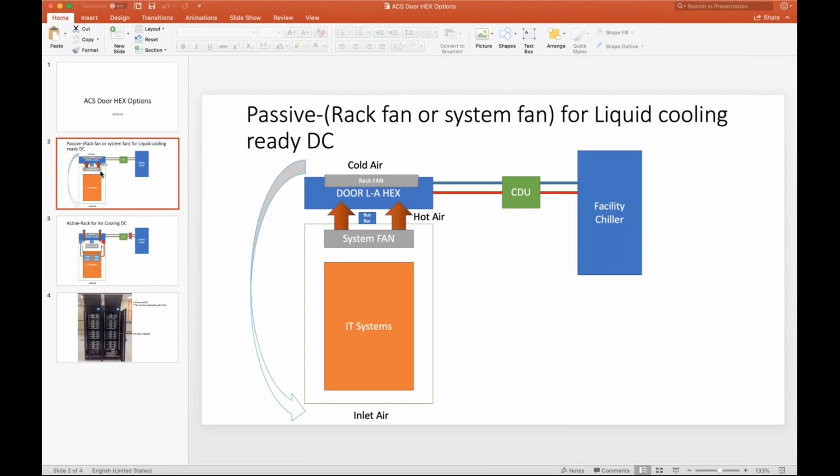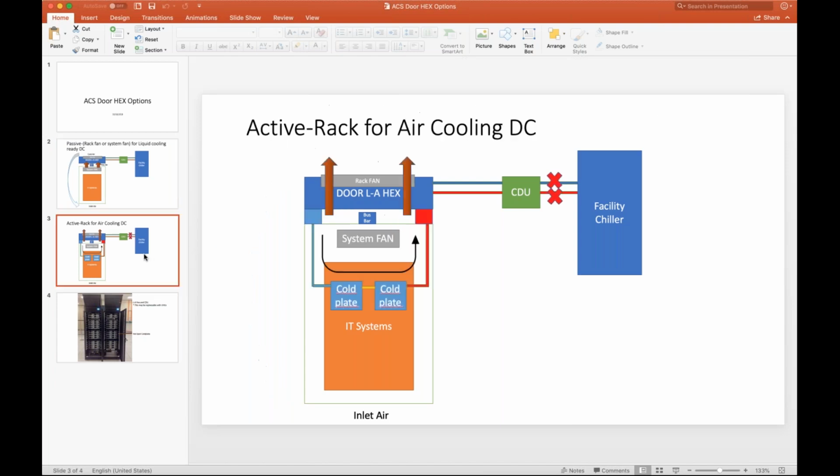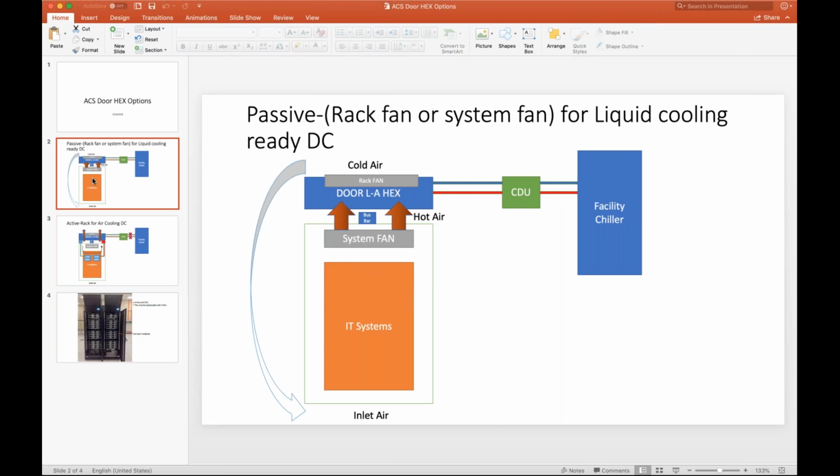One of the options, which last time we called passive, is going to be more like a rack fan or system fan. The active is going to be more like having a cold plate attached to the heat source, and then using the rear door heat exchanger to cool the water. However, I got feedback from some of the community that the way we're defining passive and active is not really aligned with the industry definitions. So I just wanted to have a quick discussion on how we should name these to be more aligned with the industry.